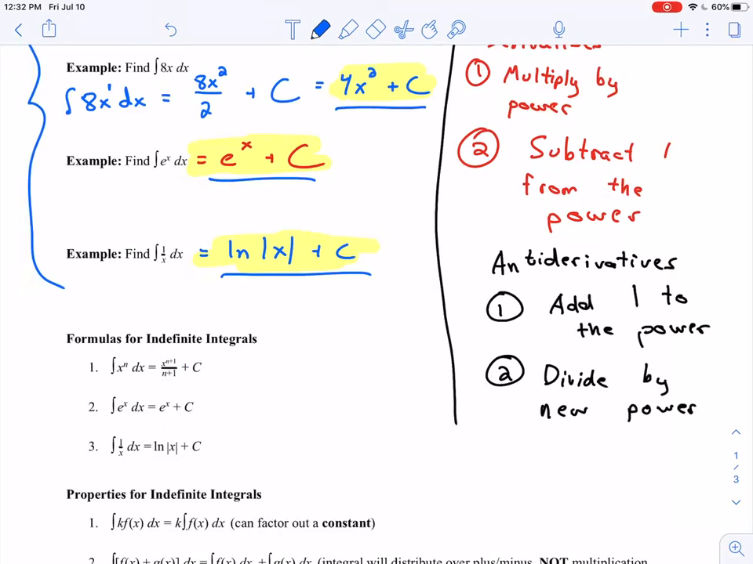If I'm integrating e to the x, well, it kind of behaves just like its derivative. The antiderivative of e to the x is just e to the x, and of course plus my constant of integration c. And then as we saw in the last example, if I want to take the antiderivative of 1 over x, that would give me natural log of absolute value of x plus c.